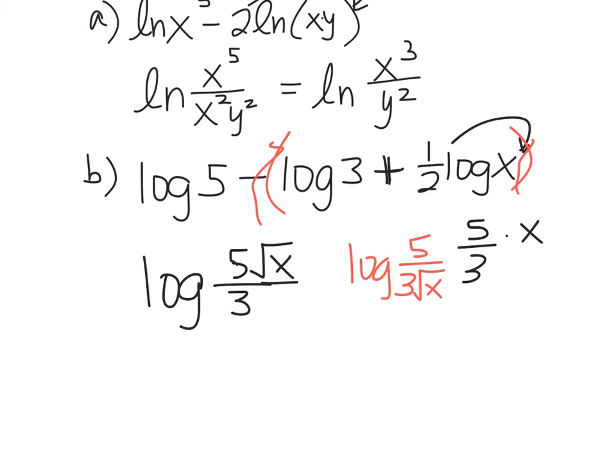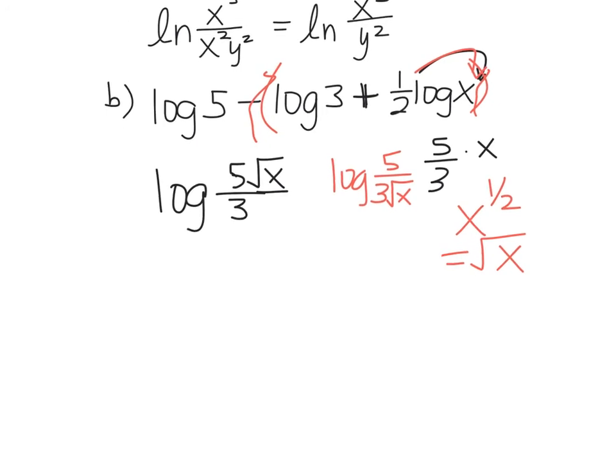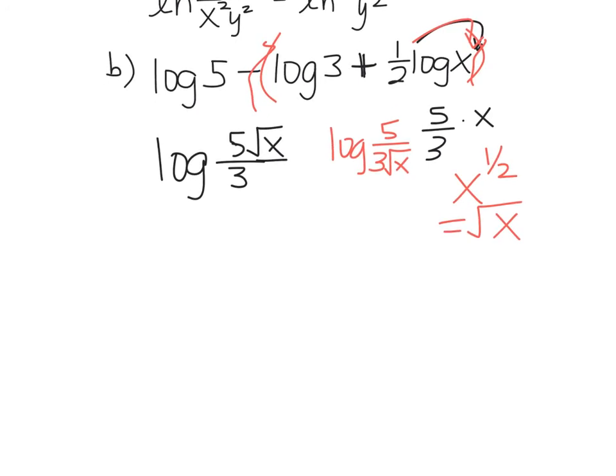Wait, why did they go into radical? Oh, the 1/2. The 1/2 is the exponent on x, so x to the 1/2 is the square root of x. Yep. Okay, letter C. How many more do I have of these? Two more. Letter C. This one's tricky.